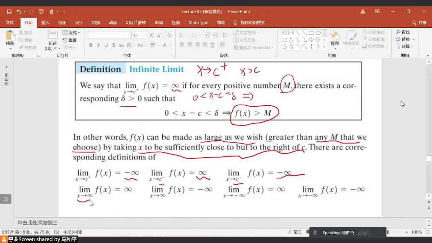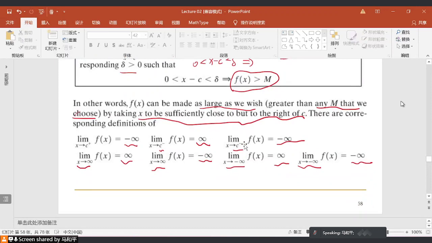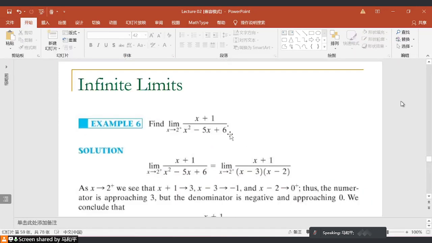Also, x approaches infinity, the limit infinity. Approaches infinity, limit negative infinity. Approaches negative infinity, limit infinity. Approaches minus infinity, f(x) approaches minus infinity. Okay, this means we should know the infinite limit. We will see example 6 together.